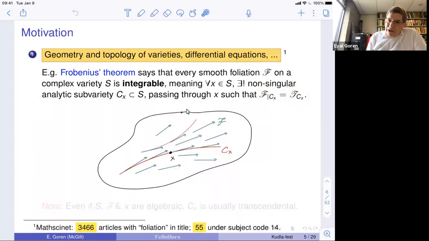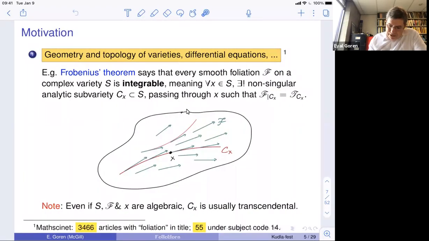Okay, so in fact, because of this theorem, there are two ways to think about foliations in characteristic 0. One is the way I define it. The other one is dividing the manifold into sort of parallel, in quotes, analytic subvarieties that altogether cover the manifold. And the interesting point is that even if S, the variety, the foliation, and the point are algebraic, this leaf of the foliation passing through X is most often transcendental and not algebraic. And we'll see this example already for Hilbert modular surfaces.